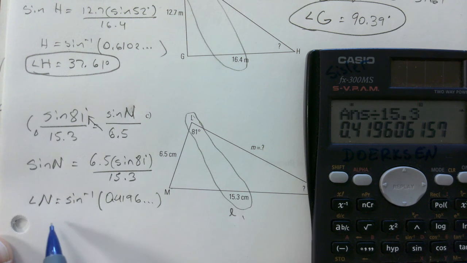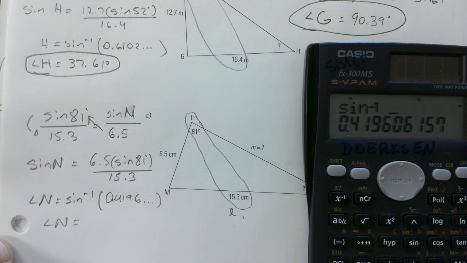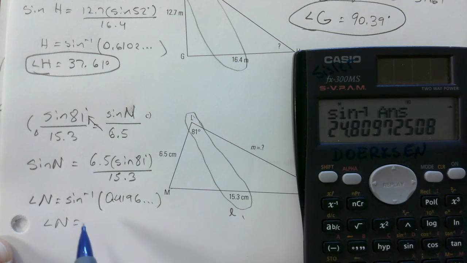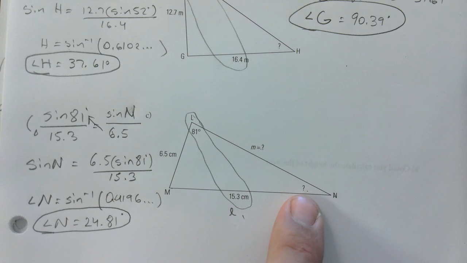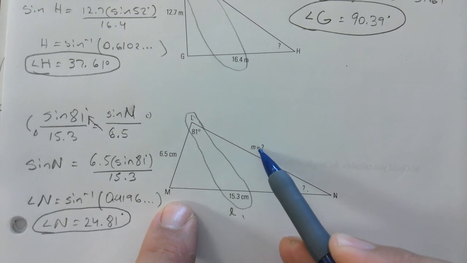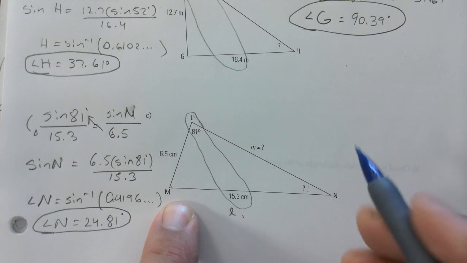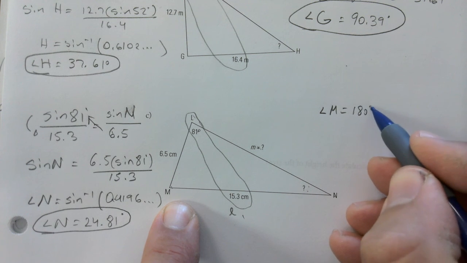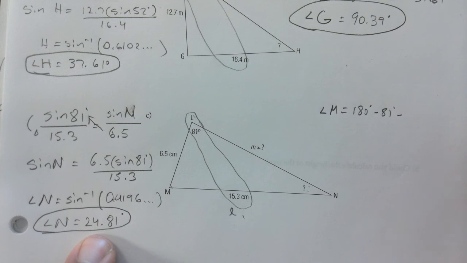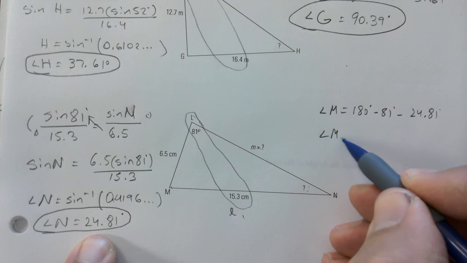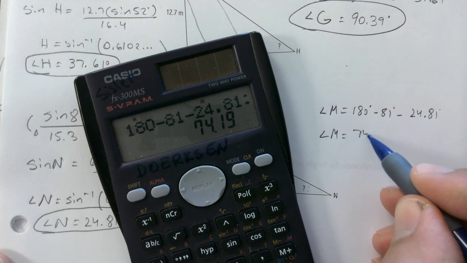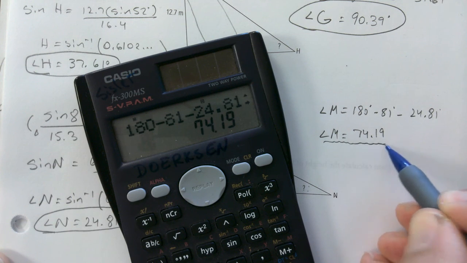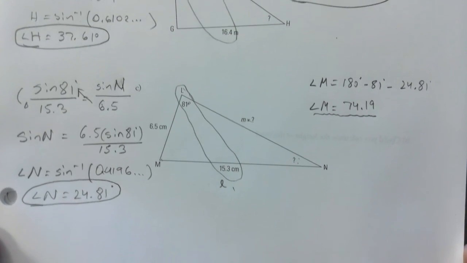0.4196 ... I'm using all decimals. Shift sine, 24.81. They did ask for it, so I'm going to circle it. So that's definitely one of the angles that you needed. In order for me to find side M, I need to figure this out. I have 2 angles now, so no problem doing that. I will just go 180 minus the 81 minus the 24.81 that I just found, and you end up with an angle that has a decimal. No big deal. 74.19. I'm not going to circle it because it's not part of, they're not asking me for it directly, but it needed to be found.